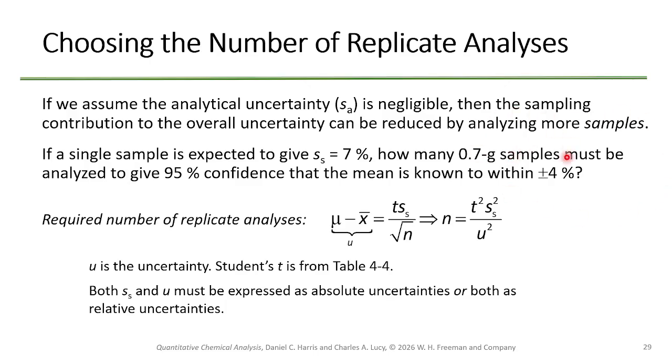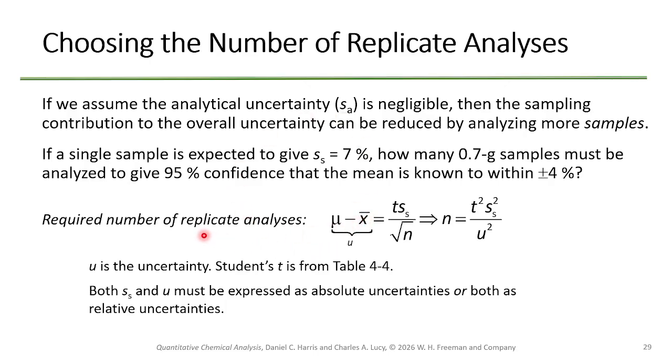Okay. Now, the sampling contribution to the overall uncertainty can be reduced by analyzing more samples. The more samples you analyze, the more uncertainty you're going to reduce there, right? And so if a single sample is expected to give you 7%, how many 0.7 gram samples must we analyze to give you a 95% confidence that the mean is known to within plus or minus 4%? So this is going to be that same sort of t-test that we've done before, right? Because that's that 95% confidence interval, okay?